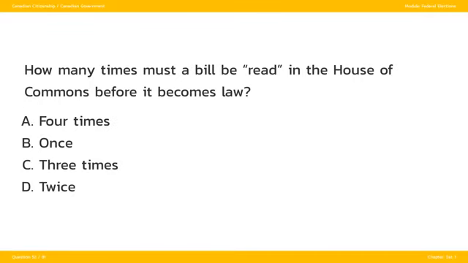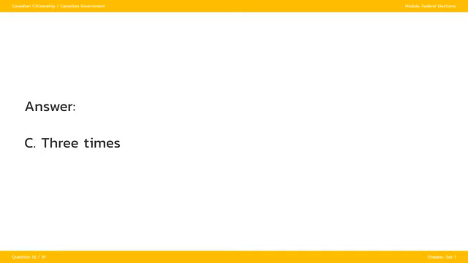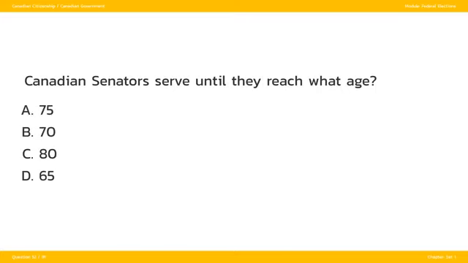How many times must a bill be read in the House of Commons before it becomes law? A. 4 times. B. Once. C. 3 times. D. Twice. The answer is C. 3 times. Canadian senators serve until they reach what age? A. 75. B. 70. C. 80. D. 65. The answer is A. 75.